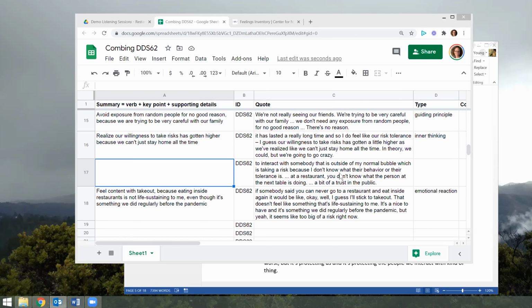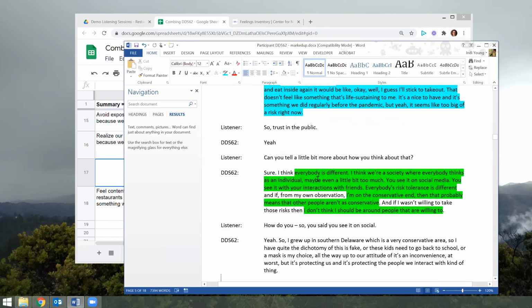to interact with somebody that is outside of my normal bubble is taking a risk because I don't know what their behavior tolerance is. I have to trust them in public. Everybody's risk tolerance is different. I don't think I should be around people that are willing or have higher risk tolerance. Okay, I'm going to take this and put it up there, but not all of it. I'm actually going to take out her little opinion here about us being in an individualistic society.